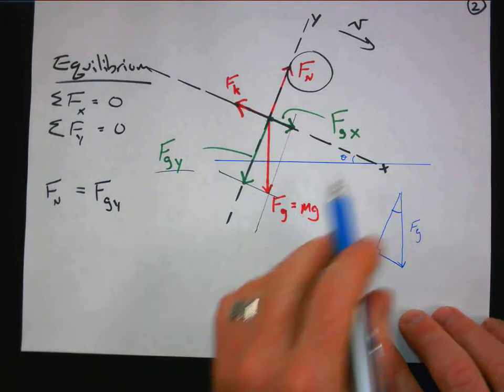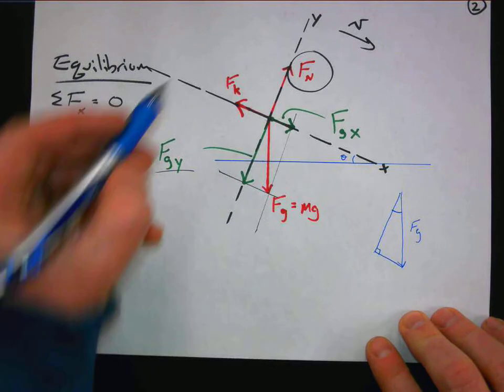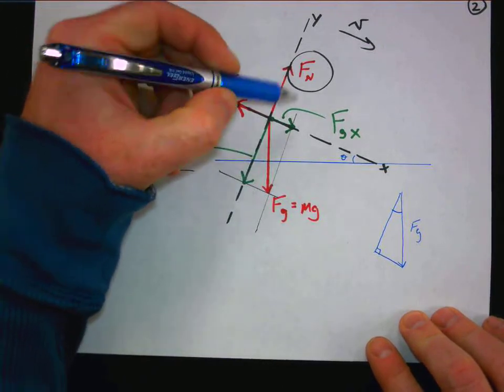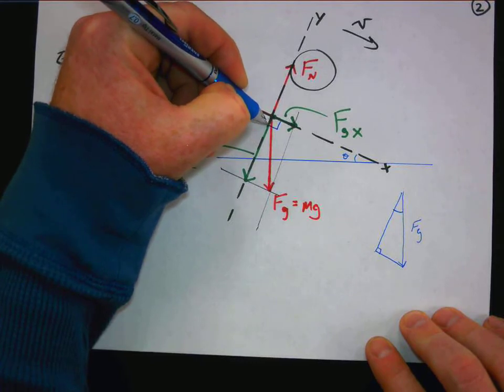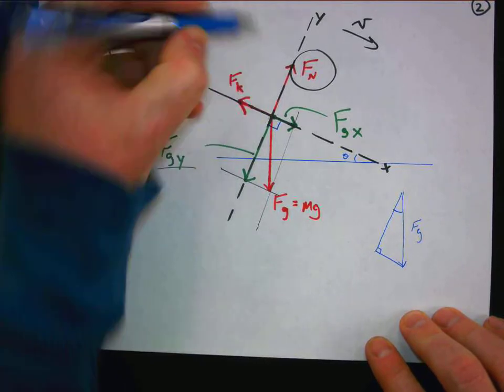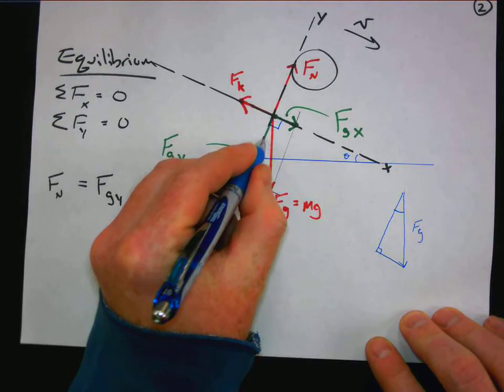But how does that relate to this triangle? Well, I didn't quite get it down here to the ends, but it doesn't matter. Here I have this right angle between the two axes. And if I look at this tiny triangle right here, I have a right angle here.